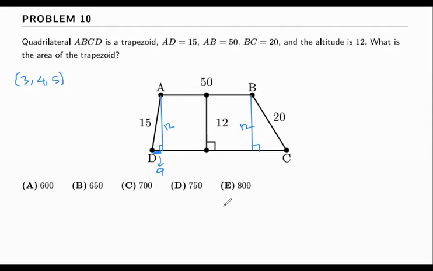And if you don't see that, you can use the Pythagorean theorem. You can say the square of this side plus the square of 12 equals 15 squared. And you can get that 9 as well.